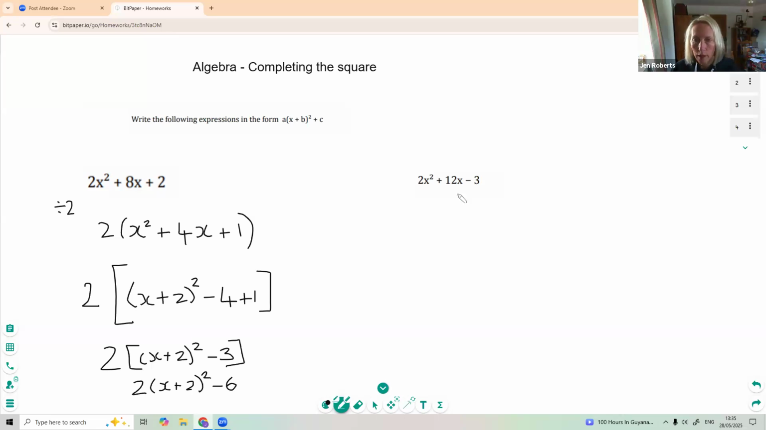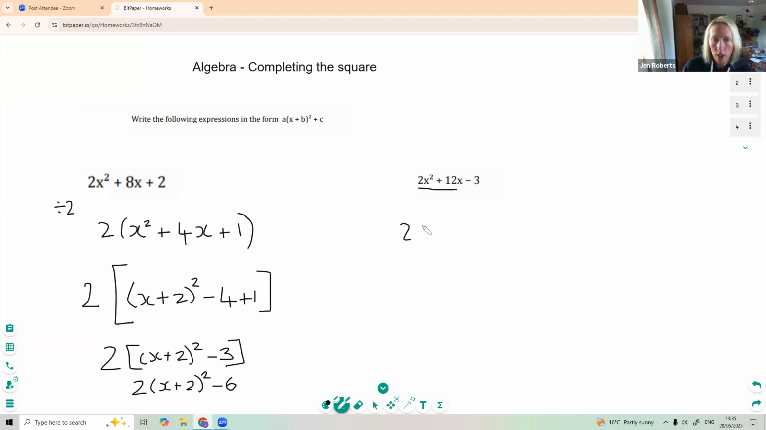Now for this one, I'm just going to do the version where I just take out 2 from the first two terms here. You can take it out from the third term as well, but because we would get a decimal, I'm just going to leave that. So I'm just going to show you the different way and you can perhaps choose which one you prefer. I use the different method depending on the question. So if I want a 1x squared.